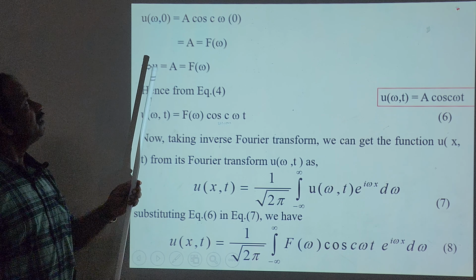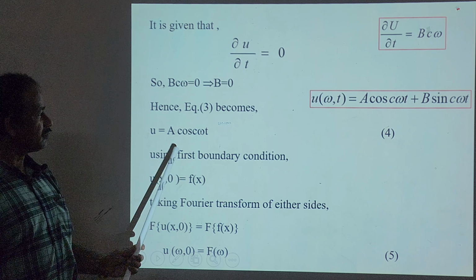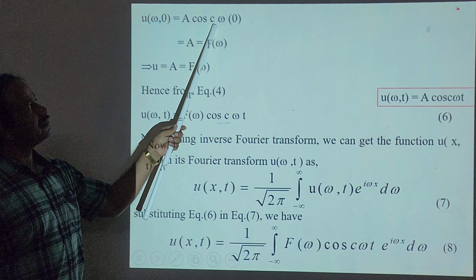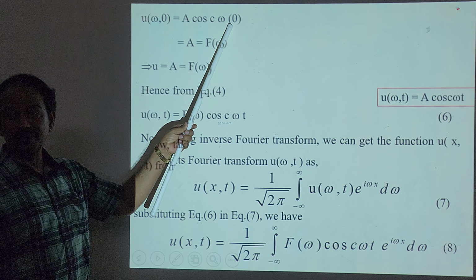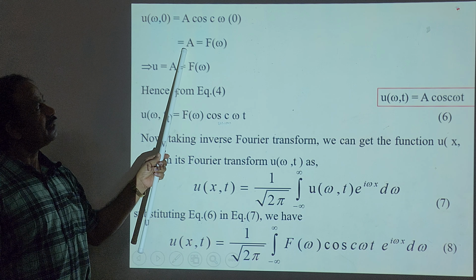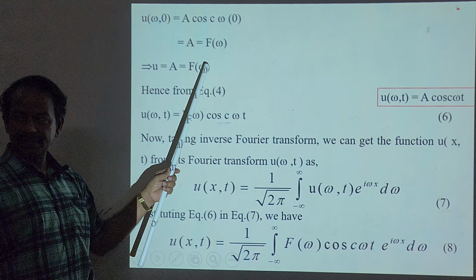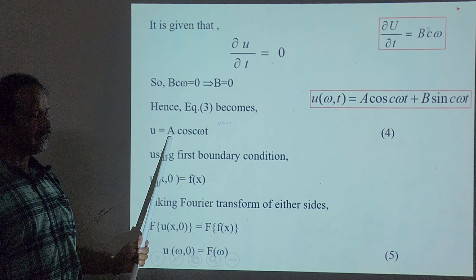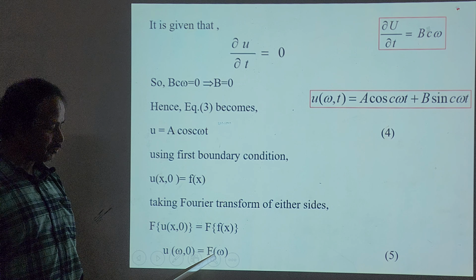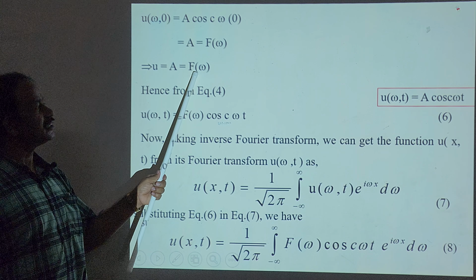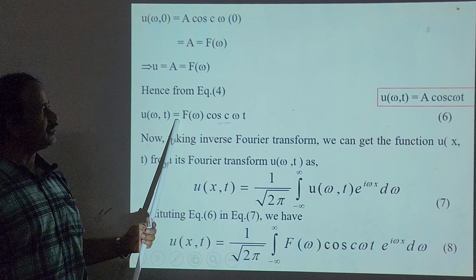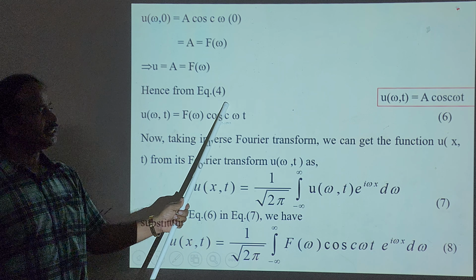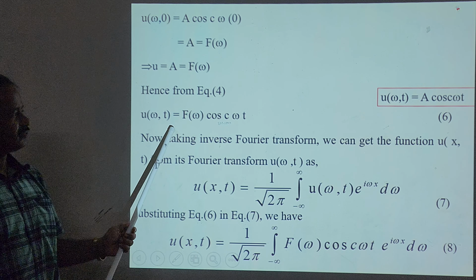We know already that we have found out the solution. So we know that u of omega comma 0 equals a cos c omega at t equal to 0. So your a can be termed as f of omega. Instead of a, you can substitute f of omega in the solution. See here, we have the solution with a; we are going to replace it with f of omega. So u of omega comma t equals f of omega cos c omega t. So this is your complete solution.